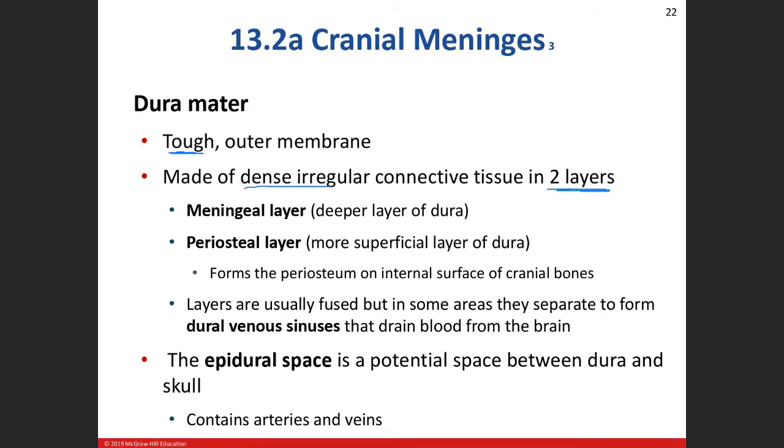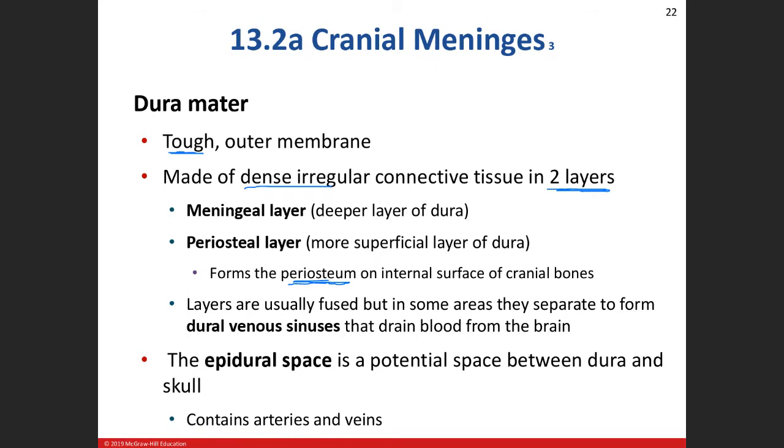Now those 2 layers are mainly fused together in a lot of spaces, but in some areas, they're not fused together, okay? So that we name both those layers. You have the meningeal layer and the periosteal layer. Okay, the periosteal layer, sounds like periosteum, that's right. This layer is going to be just deep to the periosteum there. It forms the periosteum on the inside of the cranial bones there. So this will be attached to the inside of the skull.